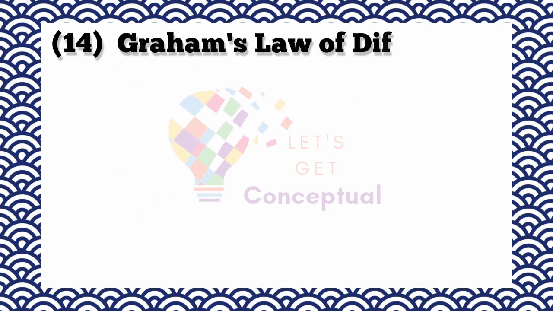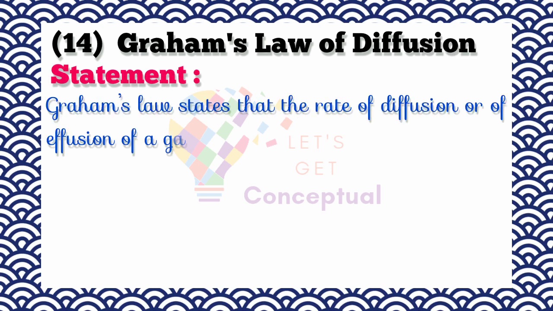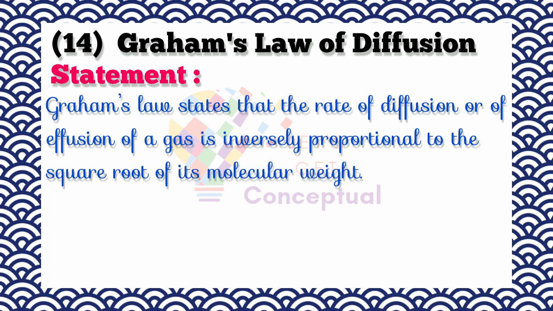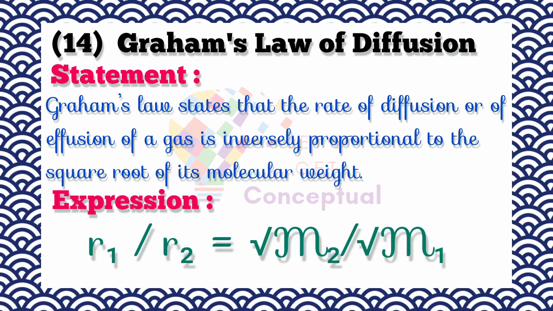Number 14. Graham's law of diffusion. Statement. Graham's law states that the rate of diffusion R of a gas is inversely proportional to the square root of its molecular weight. Expression. R1 over R2 is equal to square root M2 over square root M1.